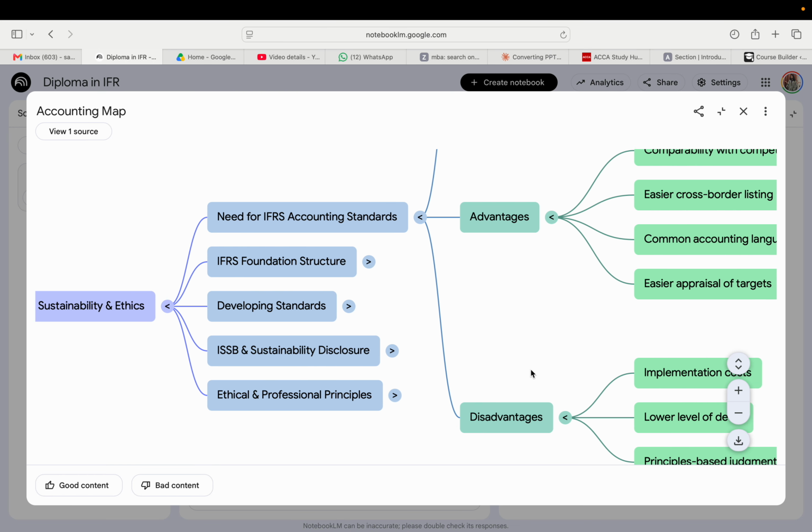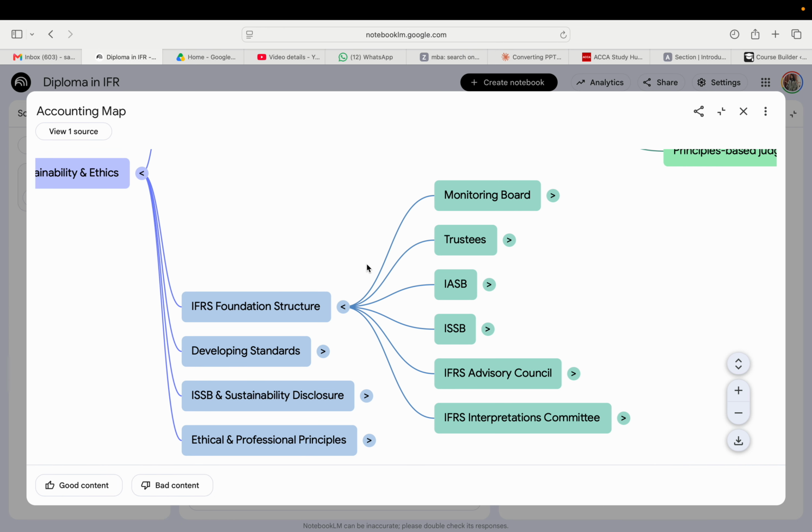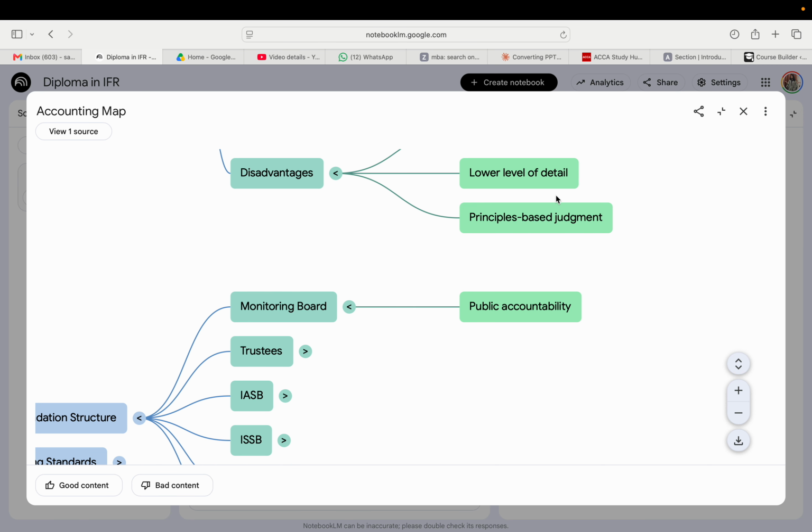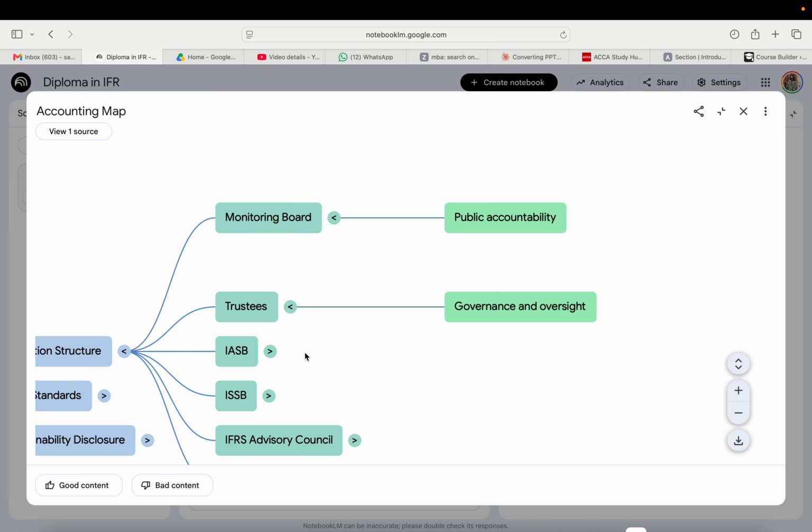Now moving on to the next subtopic, that is IFRS foundation structure. So this is the foundation structure of IFRS, how IFRS is built from scratch. You need a monitoring board, of course. Someone needs to be there to monitor. Why? So that there is public accountability. Remember, as an accountant, you have a public interest. Your duty is towards the public. Who will check all this? So a monitoring board is needed. Then trustees are needed. They will check. Their job is for governance and oversight, whether the company is working properly or not.